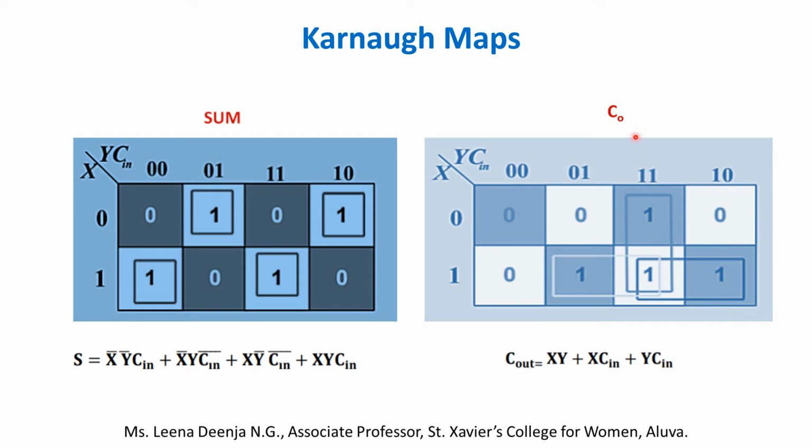And for our carry output, same x values and y c in. And we can say that when two of the inputs or all the inputs are high, then only our CO is high. Then avoiding the overlapping, we can reduce the output CO as XY plus XC in plus YC in.